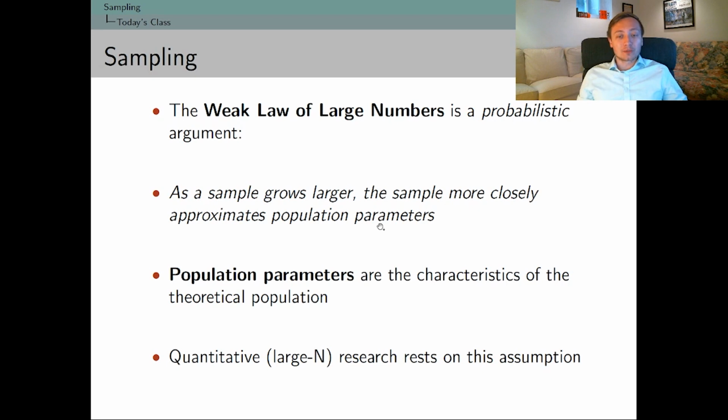And so the weak law of large numbers is essentially this. As a sample gets bigger, as large N becomes larger, our samples are going to get better and better at approximating the population parameter that we care about. And we'll see a working example of this in just a second. Population parameters, of course, the definition of that is the characteristics of the population that we actually want to measure. So again, this is a quantitative large N kind of assumption, but because we are doing some quantitative research in this course, it's important to learn about.